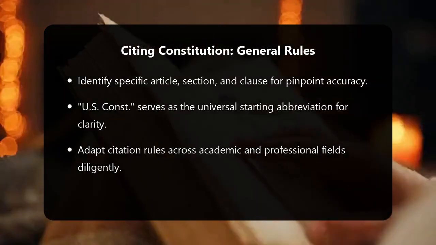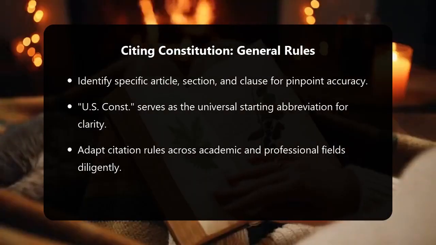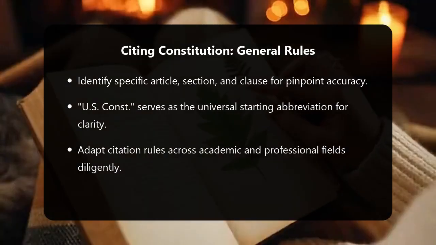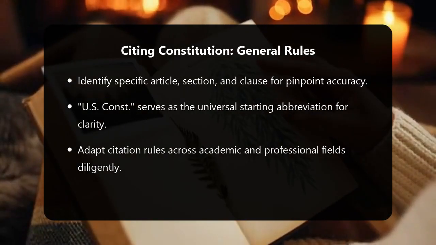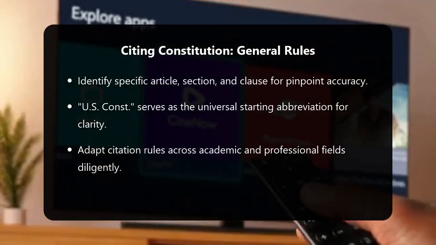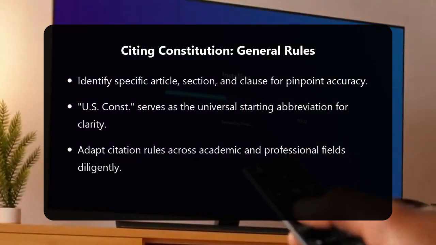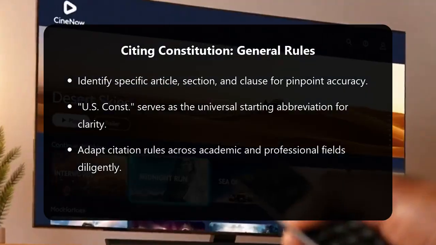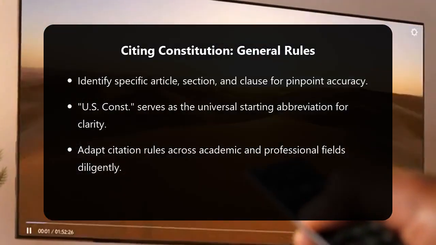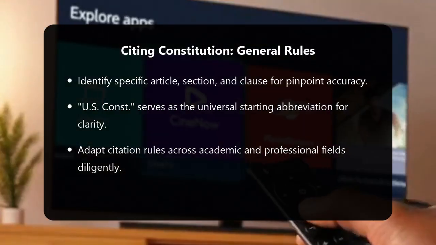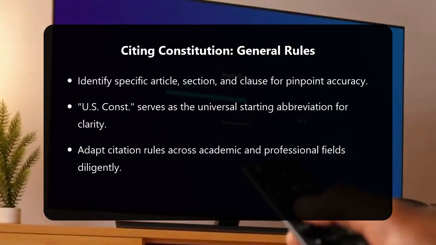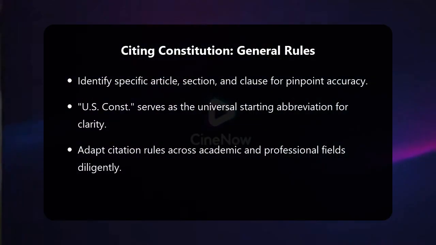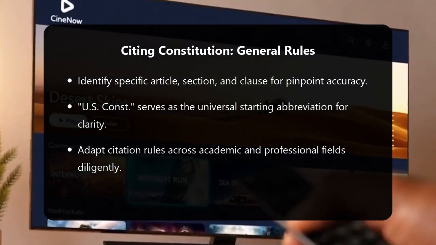Now let's get started. Citing the United States Constitution can initially appear daunting, primarily because it's a foundational legal document rather than a typical book, journal article, or website, meaning standard citation rules often require adaptation across various academic disciplines and professional fields. Understanding how to correctly reference this pivotal text is crucial for academic integrity and clarity, whether you're working on a research paper, a legal brief, or a historical analysis.